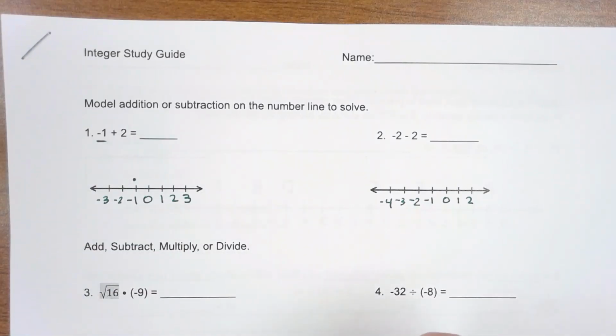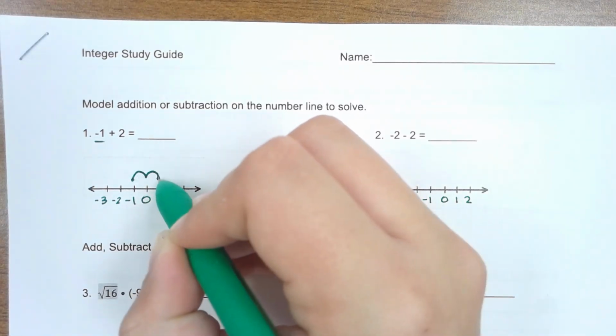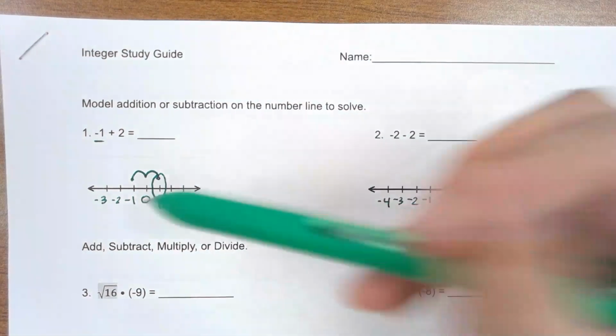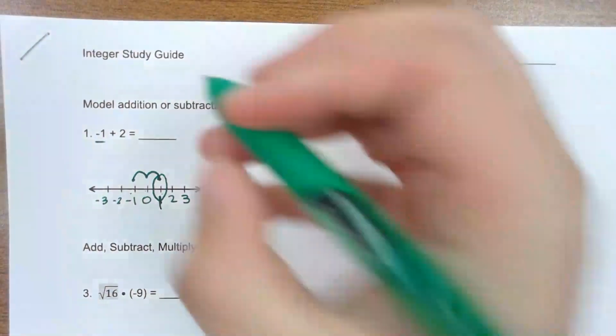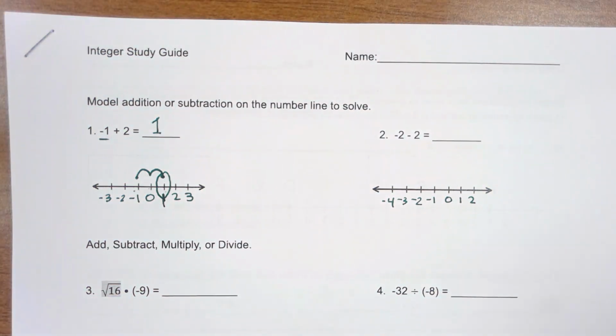So if we're going to add a positive 2, we're going to go to the right 2. So 1, 2. And wherever you end up at is going to be your answer. So -1 plus a positive 2 is going to leave us with an answer of +1. All right, moving on to number 2.